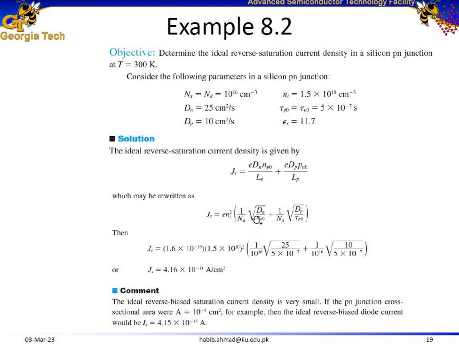So for the ideal reverse saturation current density, as I told you, there are two equations, but this one is more effective because you have all the values given for this equation. Just replace all the values into this equation and you get a value of 4.16 times 10 to the power -11 ampere per centimeter squared. Remember, the unit is ampere per centimeter squared because we are talking about current density, not current.